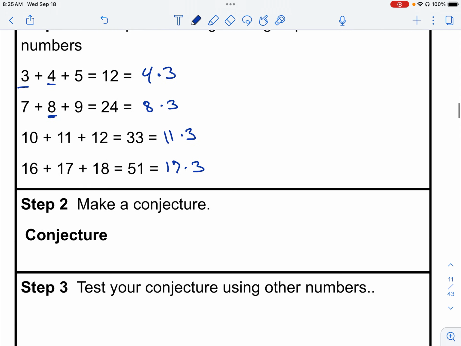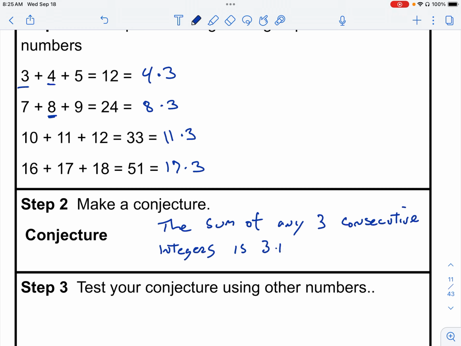So what's our conjecture? The sum of any 3 consecutive integers, because we didn't deal in any decimals, so we only want to deal with integers for this, is 3 times the middle number. Okay, so now let's test it.